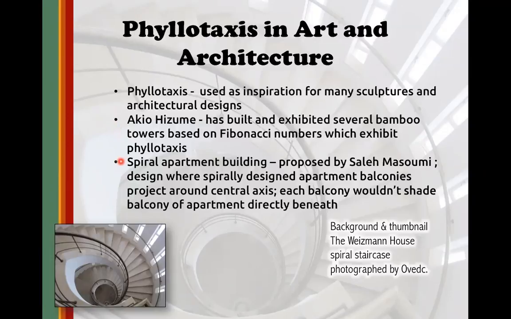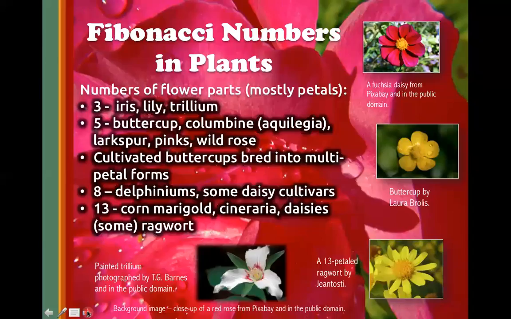Spiral apartment building proposed by Sela Masumi: a design where spirally designed apartment balconies project around a central axis. Each balcony wouldn't shade the balcony of the apartment directly beneath it, just like how leaves are arranged in a spiral fashion so that the sunlight can hit all the leaves evenly without the leaves shadowing each other. Here you can see a spiral staircase from the Wiseman house.